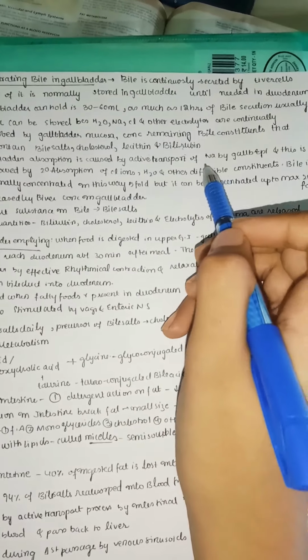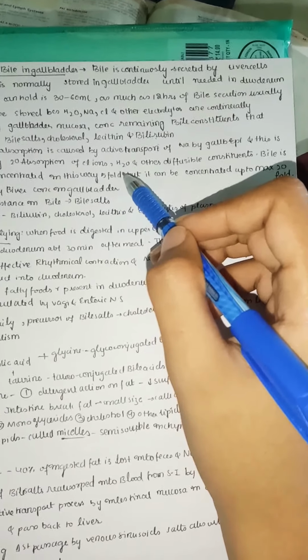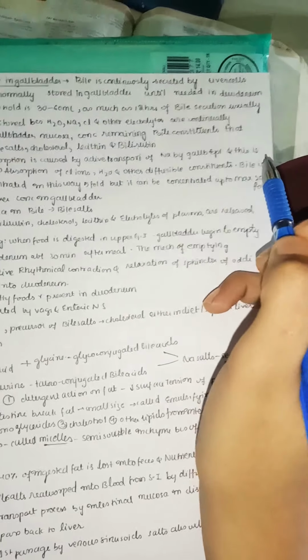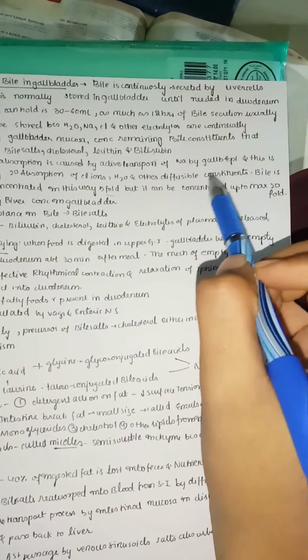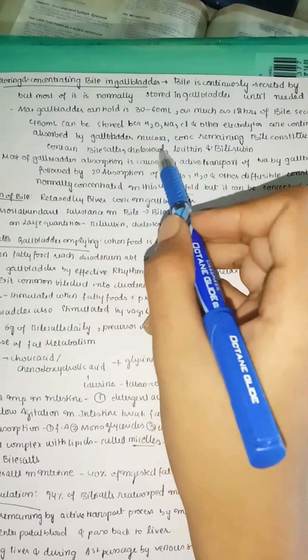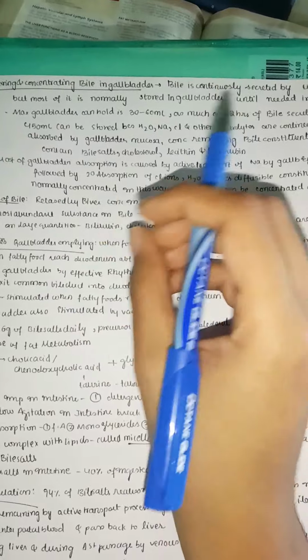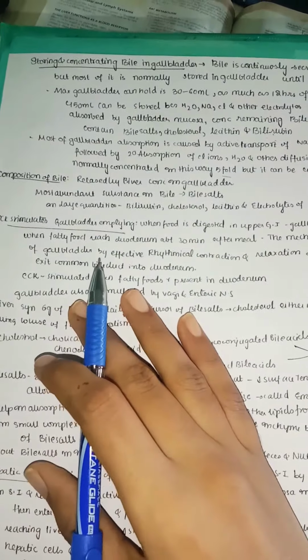So primarily the sodium gets absorbed, secondarily chloride ions and water get absorbed, and other diffusible constituents. Bile is normally concentrated in this way 5-fold, but it can be concentrated to a maximum of about 20-fold. More concentrated bile means it has only the salts, cholesterol, lecithin, but no sodium, no chlorine, no water. All this will get reabsorbed into the gallbladder.